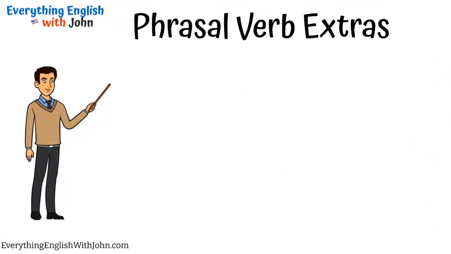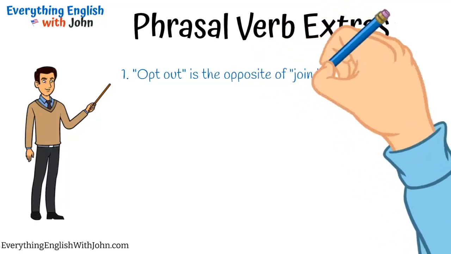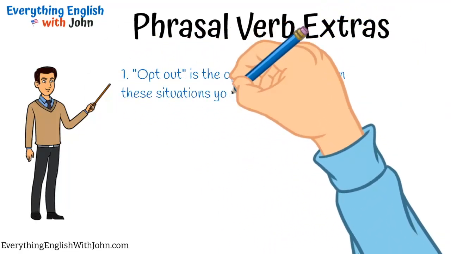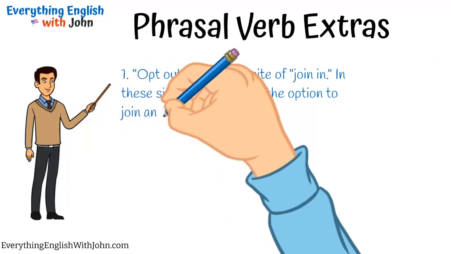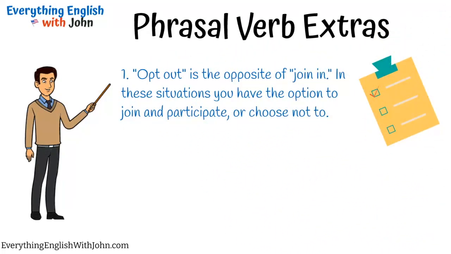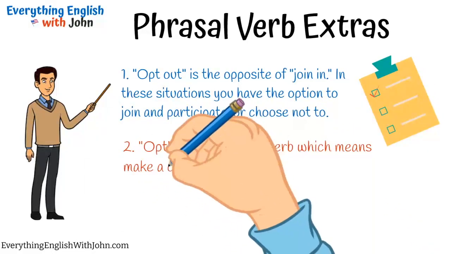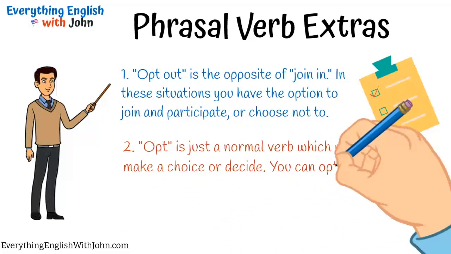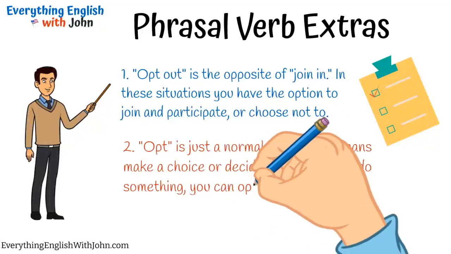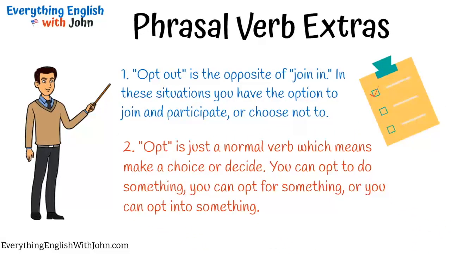Phrasal verb extras. Opt out is the opposite of join in. In these situations, you have the option to join and participate, or choose not to. Opt is just a normal verb which means make a choice or decide. You can opt to do something, you can opt for something, or you can opt into something.